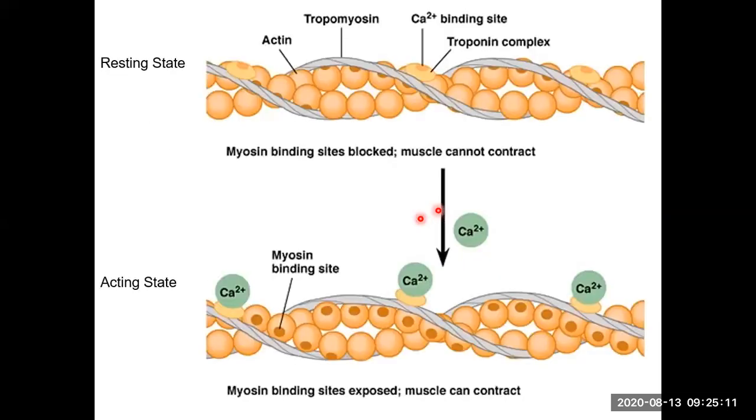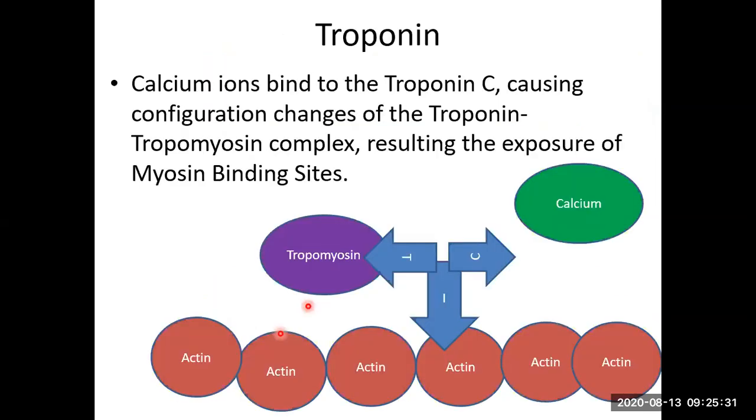Here you can see it again: in the resting state, the myosin binding sites are blocked by the tropomyosin. When calcium comes in, the myosin binding sites are exposed. Here are the three components of the troponin complex. Troponin I has high affinity to actin. Troponin T has high affinity to tropomyosin. Troponin C has high affinity to calcium.